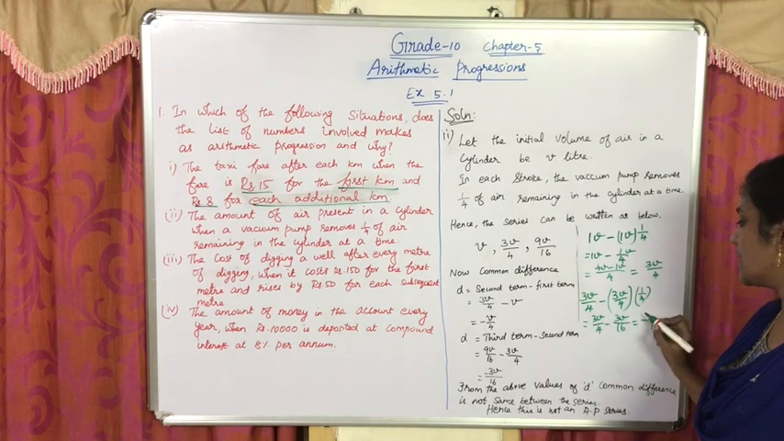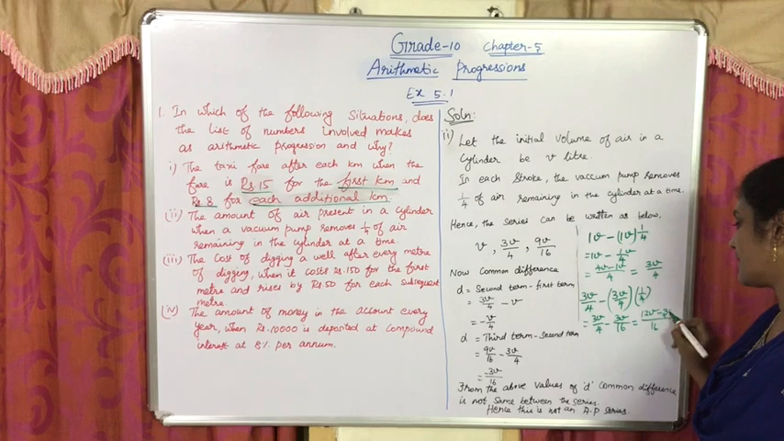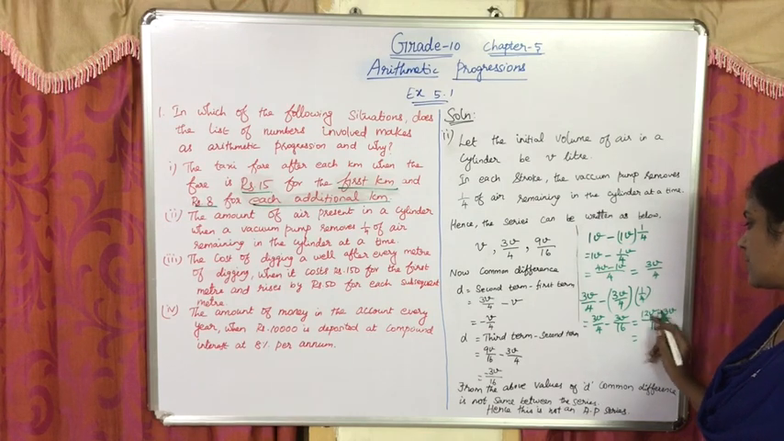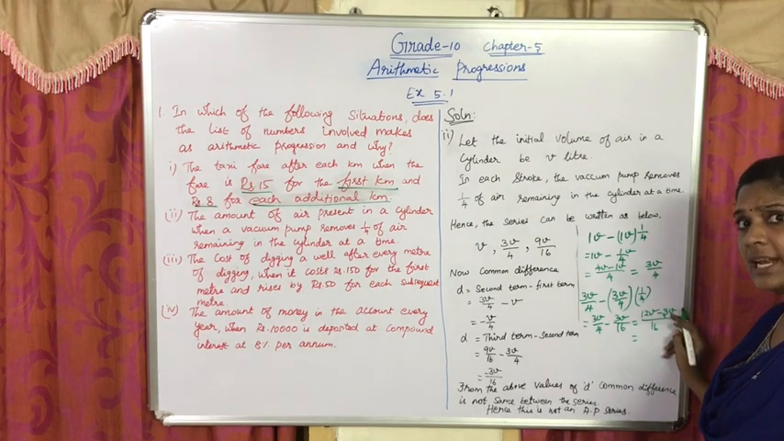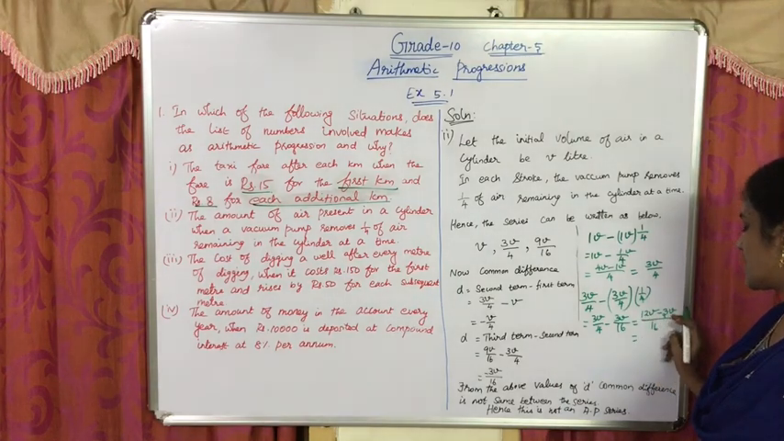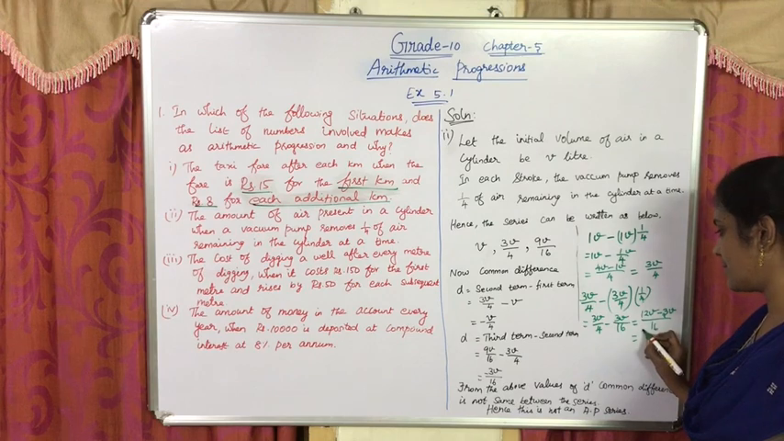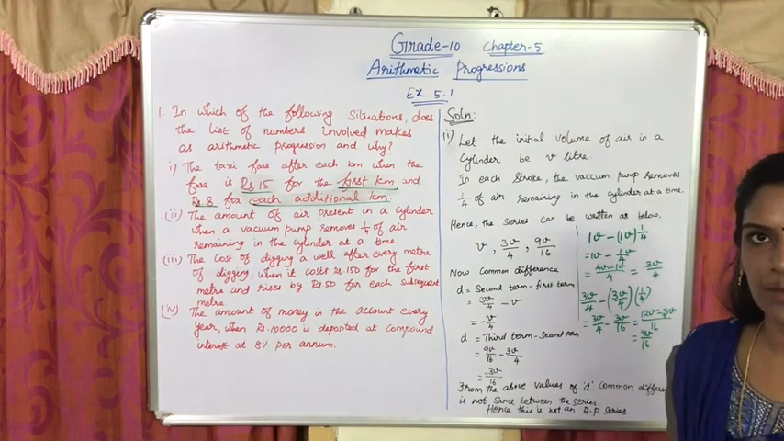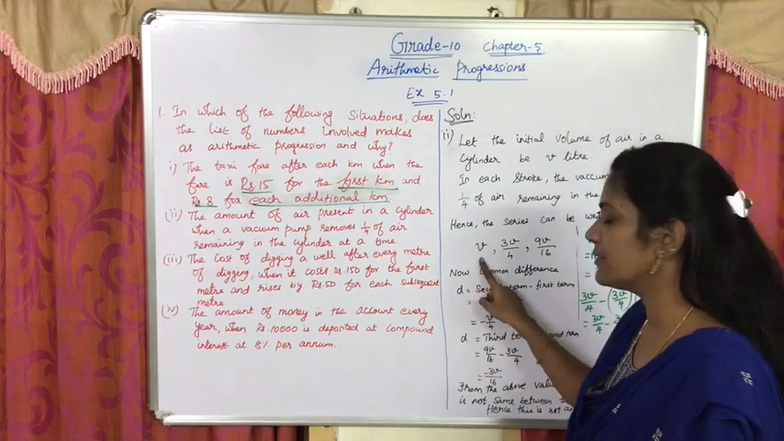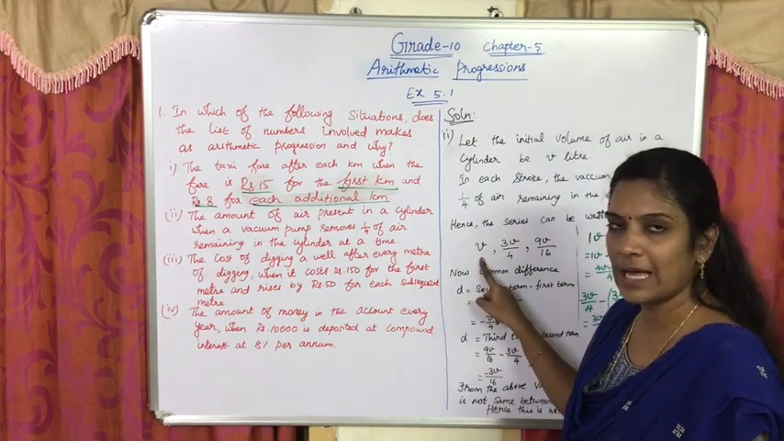So 3V into 4 gives 12V, minus 3V. Now the same constant, that is, like terms, are present, so I can add or subtract the numbers. 12 minus 3 gives 9V by 16. So this is the next term. Clear?